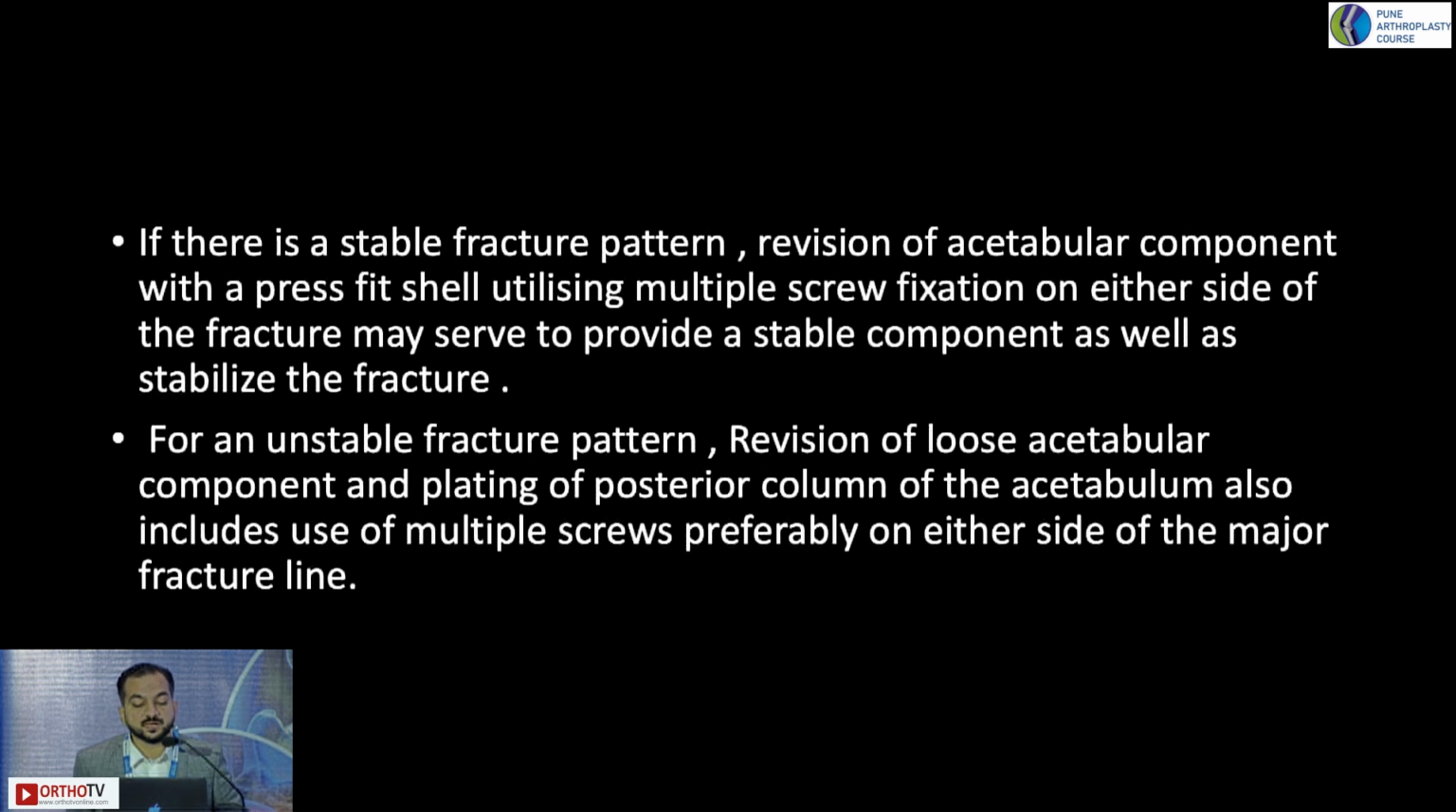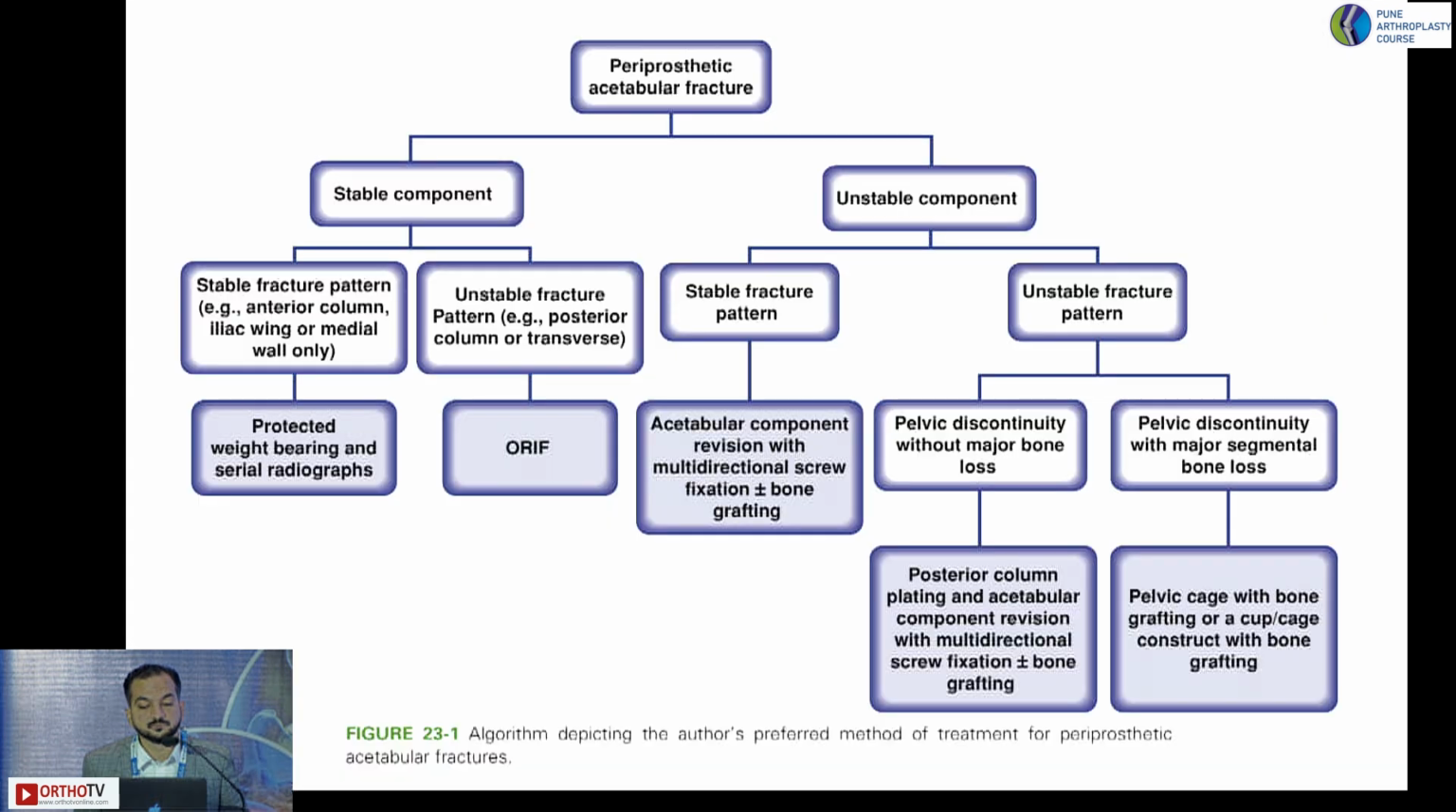If there is a stable fracture pattern, revision of the acetabular component with a press-fit shell utilizing a multi-hole cup, with screws on either side of the fracture. For unstable fracture, revision of the loose acetabular component and plating of the posterior column of the acetabulum also includes use of multiple screws, preferably on either side of the major fracture line.